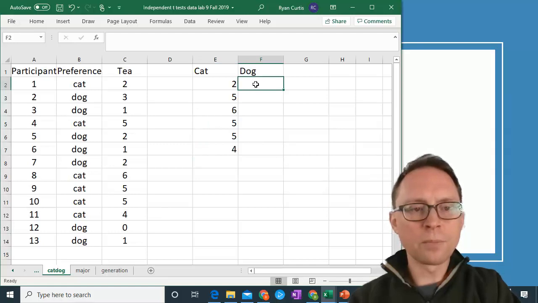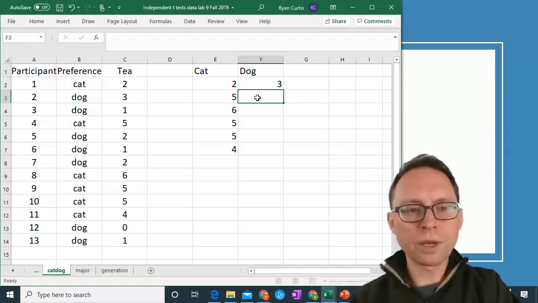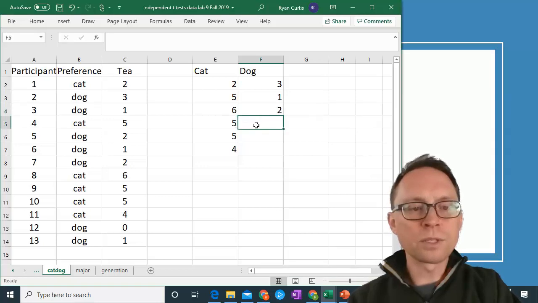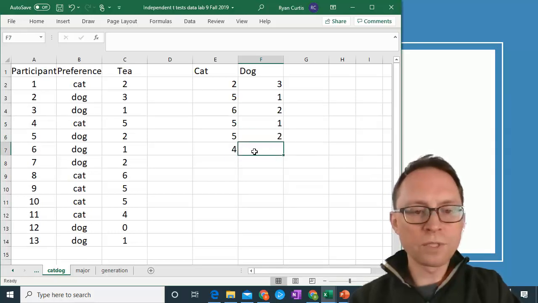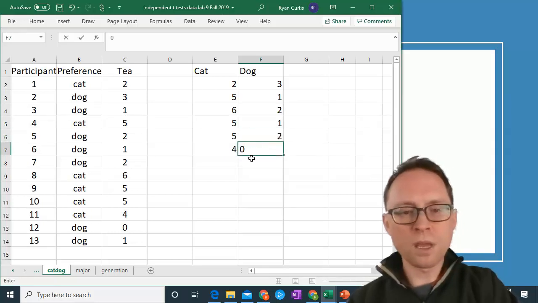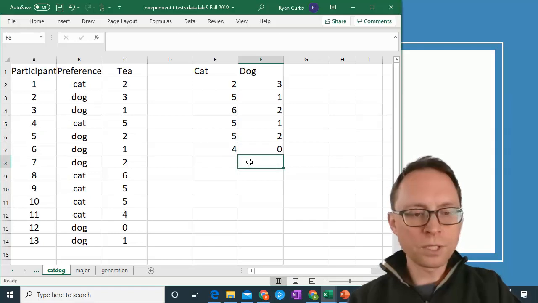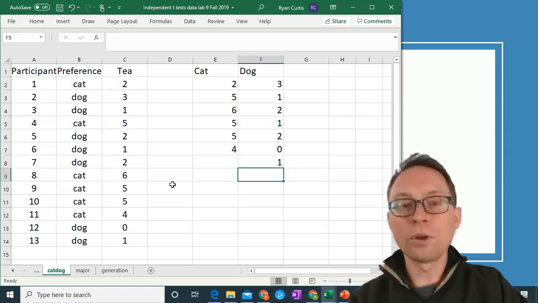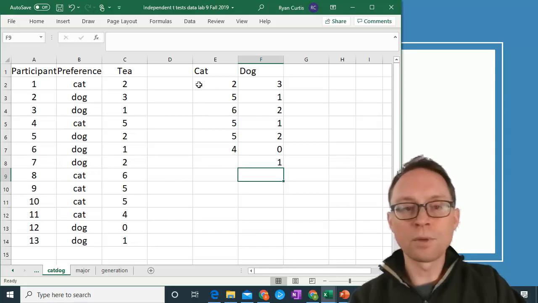Now, dog people. Person number 2 is a dog person and drank 3 cups of tea. Person number 3 is a dog person and drank 1 cup of tea. Person number 5 is a dog person, drank 2. Person 6, dog person, drank 1. Person 7, dog person, drank 2. And person 12 is a dog person, drank 0 cups of tea. Whereas person 13 is also a dog person and drank 1 cup of tea. Do you notice how those are not the same number of people?